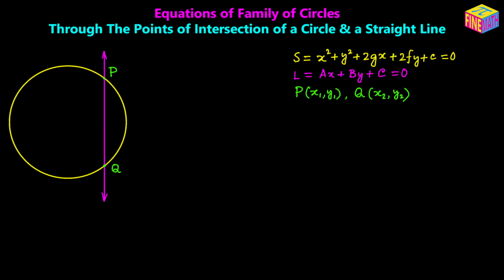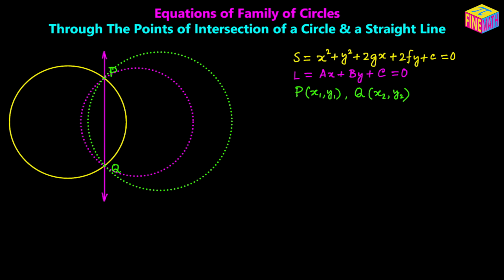Through the points P and Q, how many circles can we draw? Well, I'm going to draw a few and then you will realize how many we can draw. We can draw a circle like this that goes through the points P and Q. We can draw another circle like this that also goes through P and Q, and another, and another. So as you can see, we can actually draw an infinite number of circles that go through the points P and Q. Now let's see how we can find the general equation for this infinite number of circles.